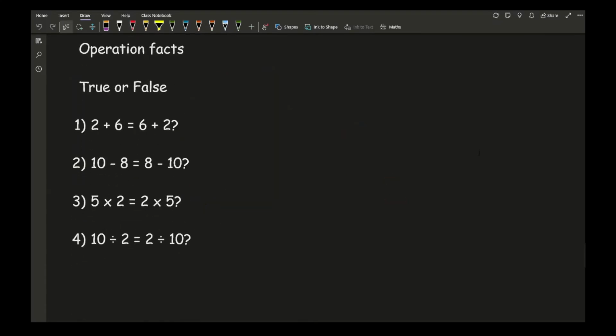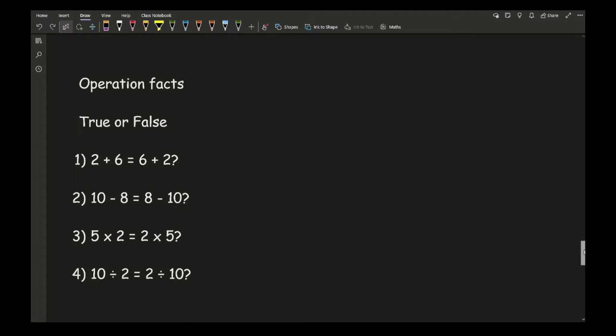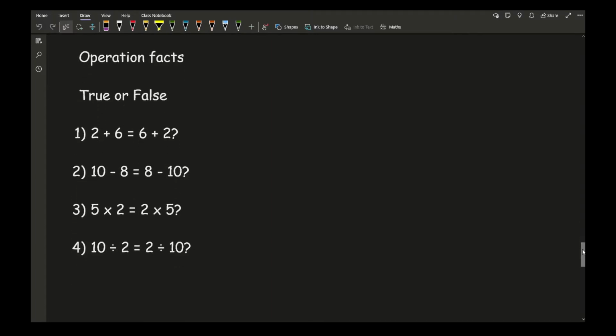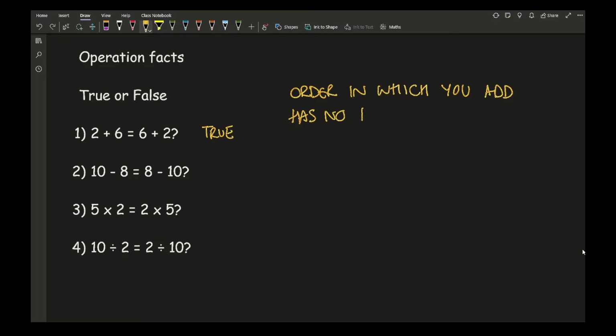Now, in terms of operation facts, there's a couple of things that you need to be aware of. Now, if we just have a look at these true or false things. So is 2 plus 6 the same as 6 plus 2? And the answer to that is it is true. Now, the order in which you add has no impact to your answer.